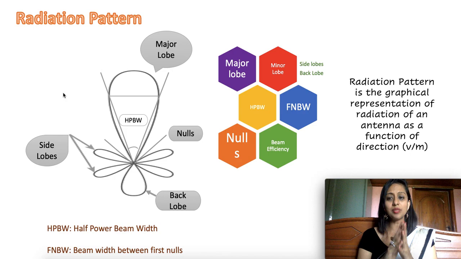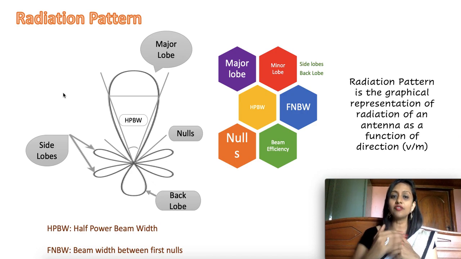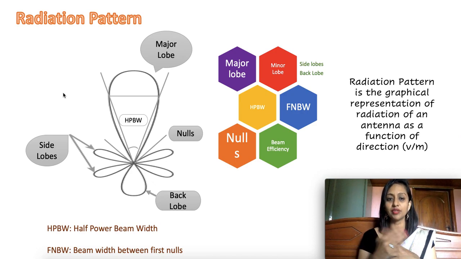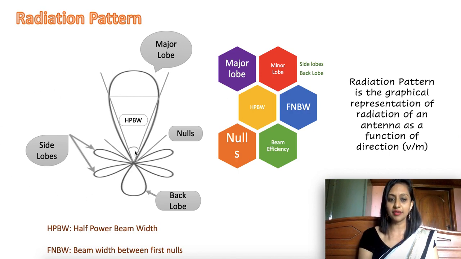So the radiation pattern, by definition, is basically nothing but a graphical representation of the radiation of an antenna as a function of direction, which is measured in terms of volts per meter. Near the antenna, the intensity would be more. As I move away from the antenna, the intensity would decrease. So a few terms: major lobe, minor lobe, half power beam width, and a few other terms.